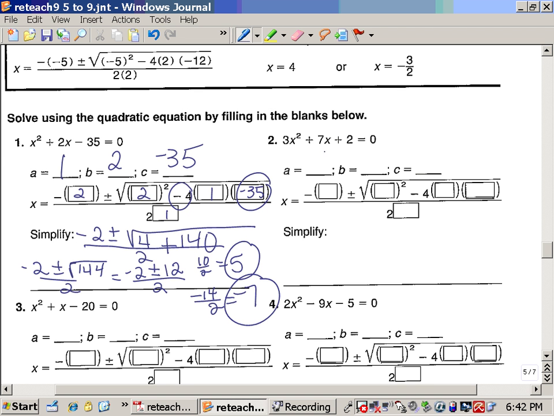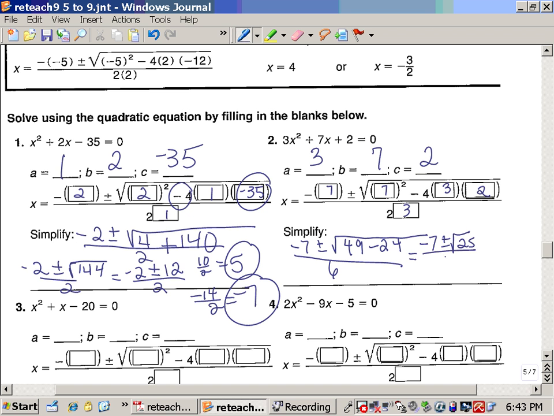All right, let's try number 2. A is 3, B is 7, and C is 2. X equals negative 7 plus or minus the square root of 7 squared minus 4 times A times C. Next step is negative 7 plus or minus the square root of 49 minus 24 all over 2A, which is 6. 49 minus 24 is 25, so it's negative 7 plus or minus the square root of 25 over 6.